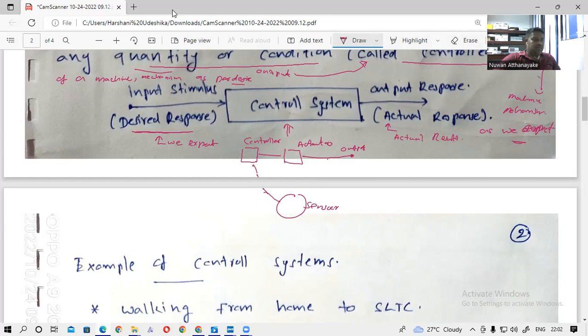Otherwise we can't do a function there. And there also can be sensors. Sensors will measure the environment parameters, or maybe they measure the output. So both can be done using the sensor. These things should be included in the control system block. If we put these things together, it is equal to this control system box. So I think you have some idea. We will see some example.